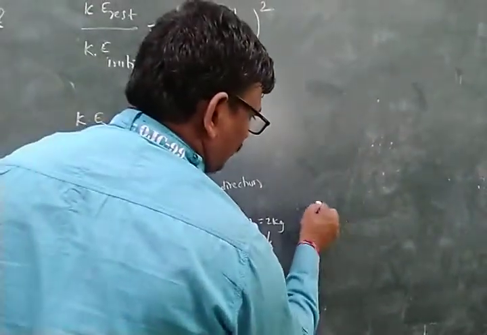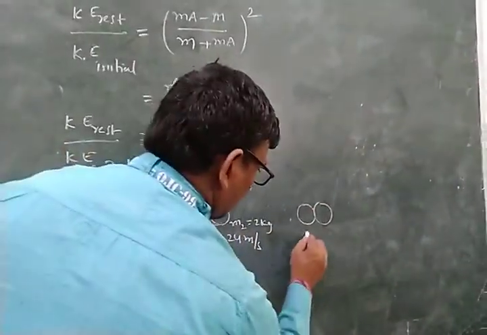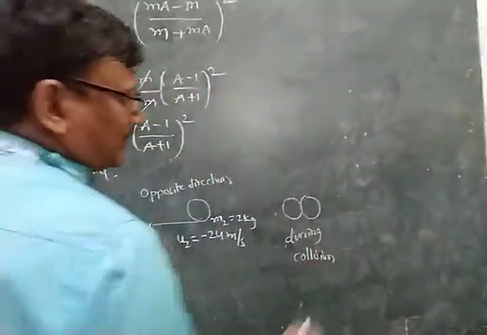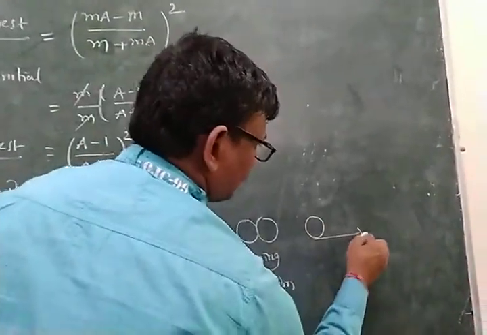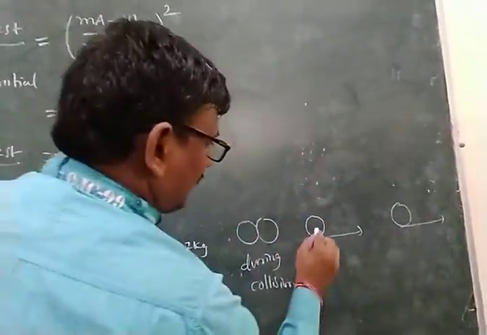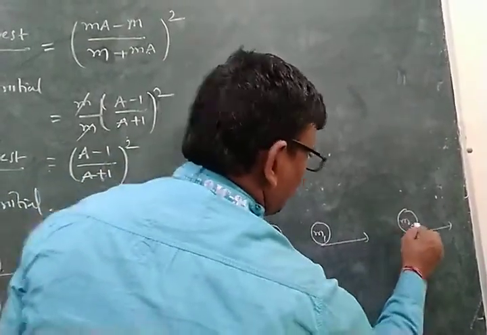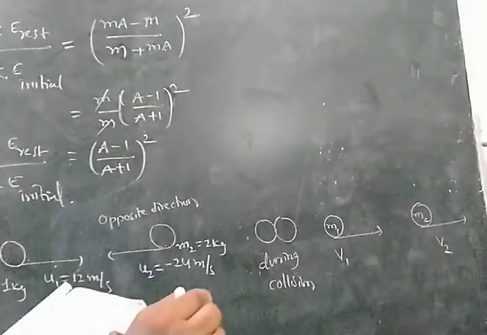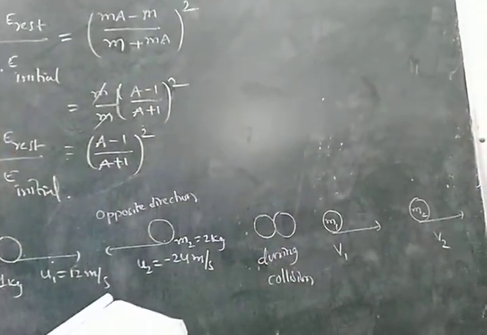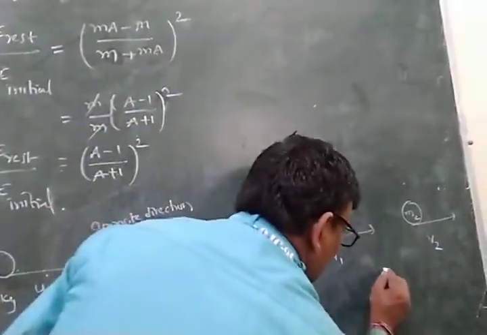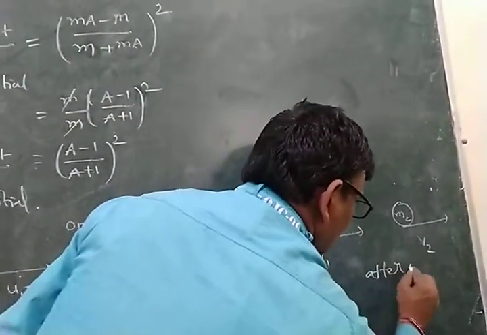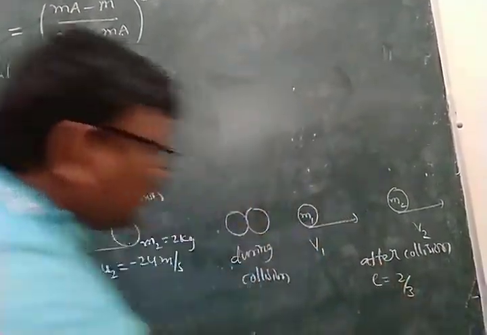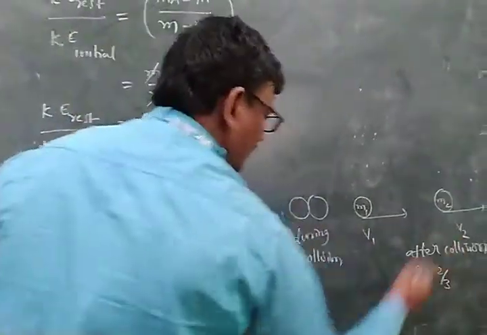After some time, the two collide. So this is during collision. After that, the two separate. Their masses are m1 and m2, and velocities are v1 and v2. Find the velocity of each ball after impact, given that the coefficient of restitution after collision, E, is equal to 2 by 3. Then find out the velocities v1 and v2.